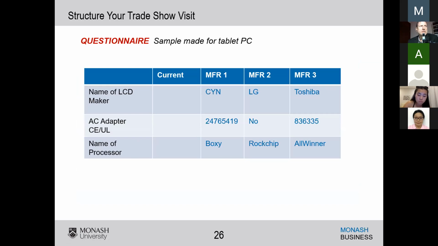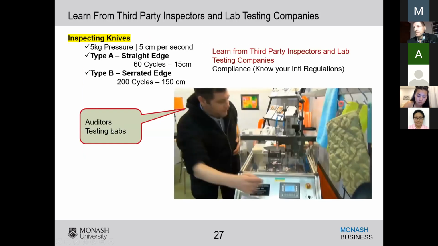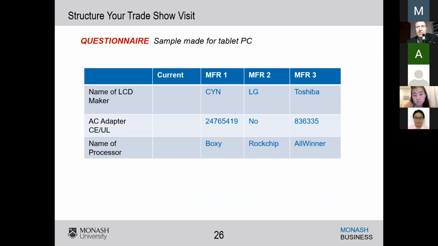Manufacturer number 1, 2, and 3, they had Toshiba, AC adapter. What do we mean? What does CE and UL mean? Have you heard of that before? Hello? We're going to go fast here. I heard of UL. All right. Yes. Is for electrical, related to electrical components. Correct. Yes. The efficiency of electricity, I think.